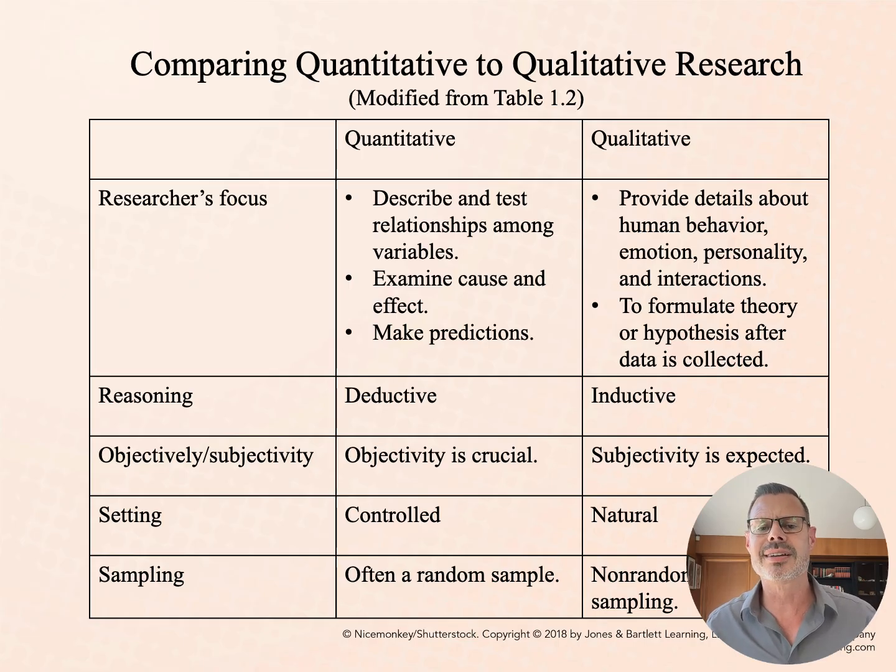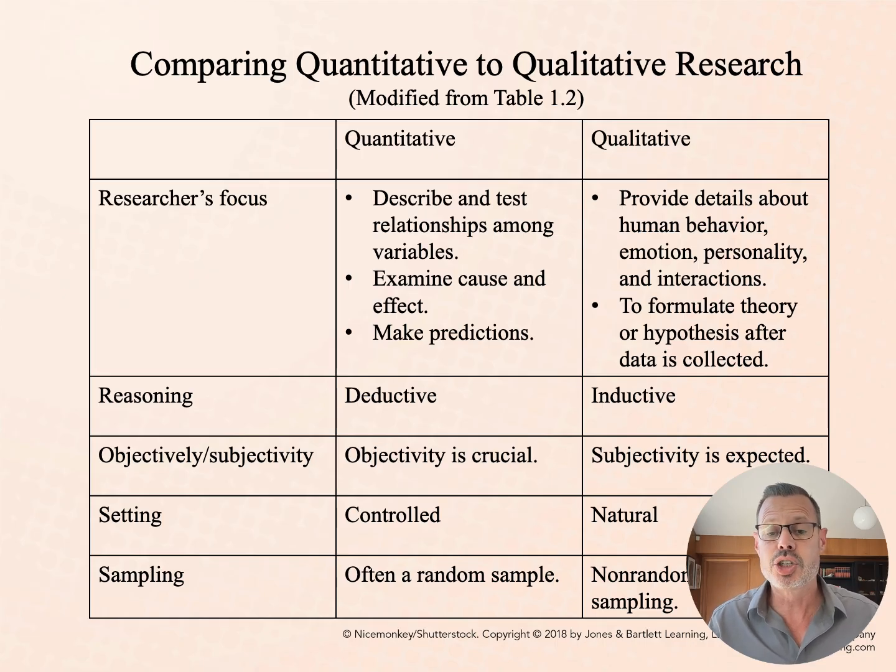The reasoning is a little more inductive when we're talking about qualitative data. Now, your book tells us that subjectivity is expected. I'm going to push back on that a little bit. I would say that there may be times when we choose to be somewhat subjective. And when we get to qualitative research, I'll talk a little bit about how we might use particular lenses that we're looking through. If I'm doing my research through the lens of queer theory, through a social justice theory lens, or through a lens of feminist theory, then absolutely there is going to be a level of subjectivity.